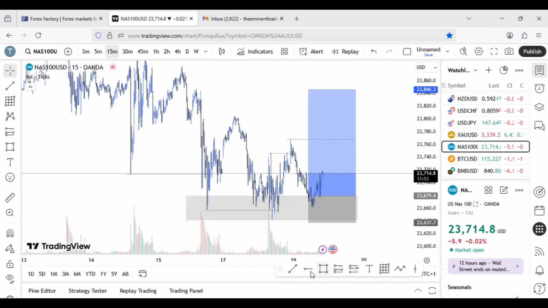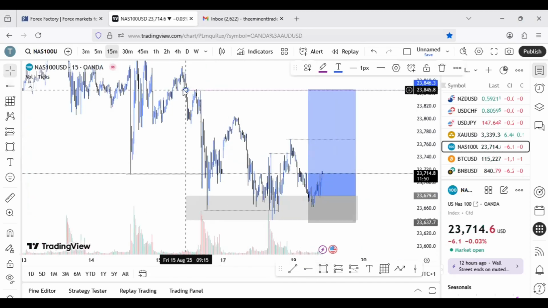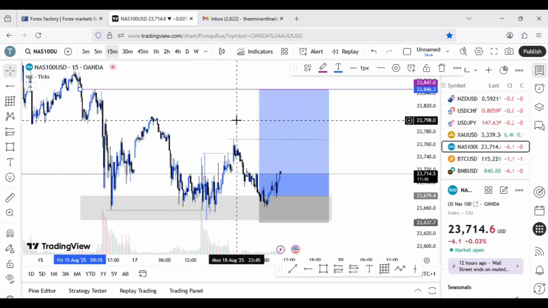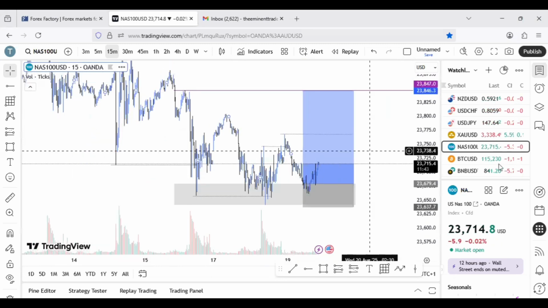But always remember, this is just a trade idea. It is not my daddy's market. You're expected to still go to your charts and navigate your way around it.